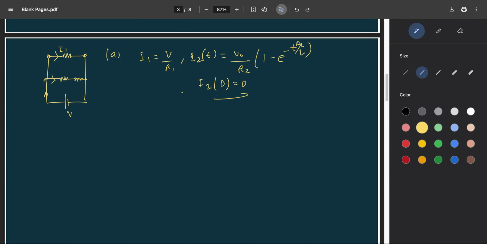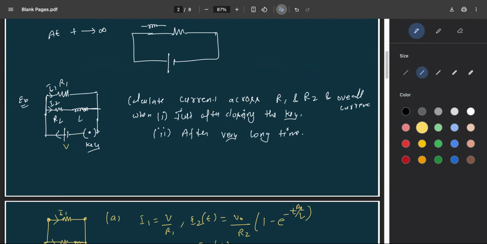Then you come to the B case. What is the B? I1 will remain the same, right? There is no difference. What about I2? Now your time is infinite. Put infinity, and the current will go as V naught by R.